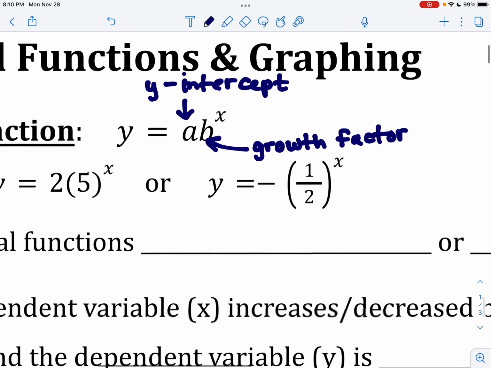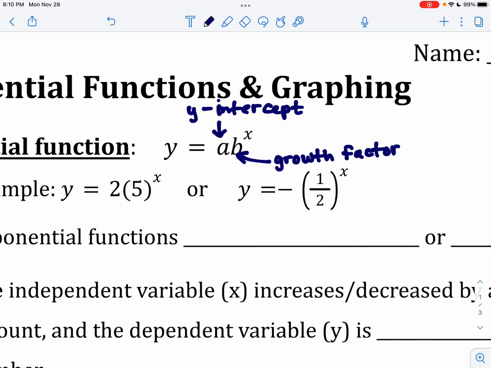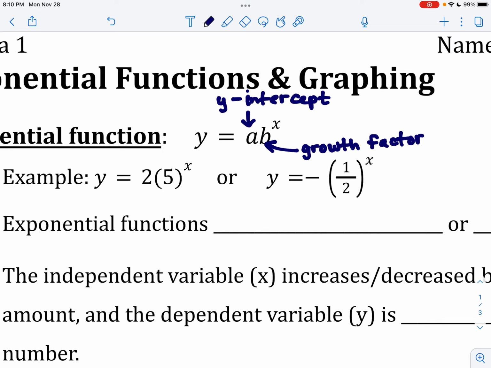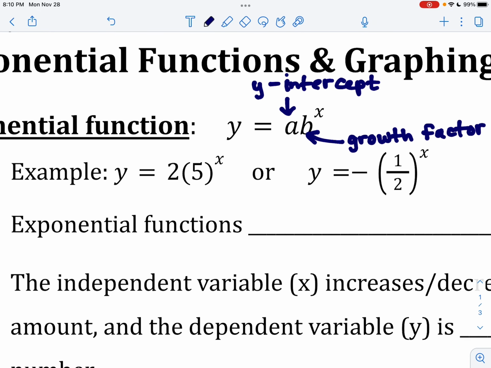So those two letters, a, the y-intercept, and b, the growth factor, are important when we are graphing and understanding the graph, okay? All right, so some other important information that you're going to need to know is we know the y-intercept on this one is 2, and the growth factor is 5. When the growth factor is greater than 1, so when b is greater than 1, this is exponential growth. So this is the growth, and we're going to talk about this again a little bit later.